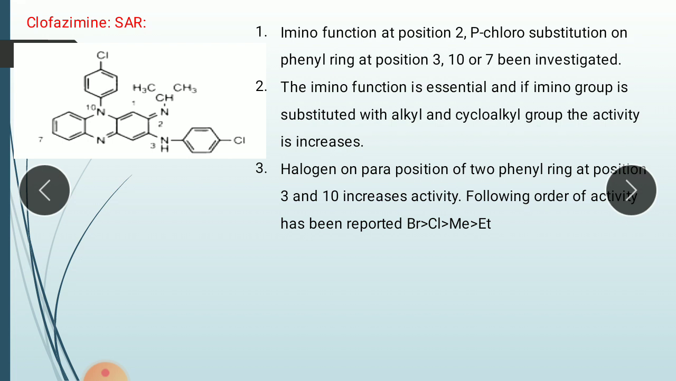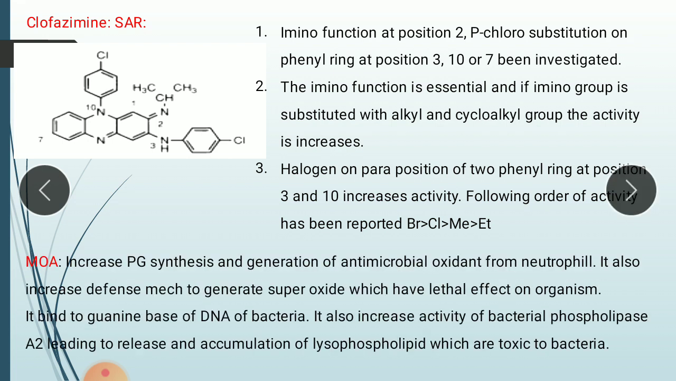So on the 3rd position and the 10th position there will be a phenyl ring which contains halogens, mainly bromine, chlorine, or sometimes methyl and ethyl. So that is the SAR of clofazimine.